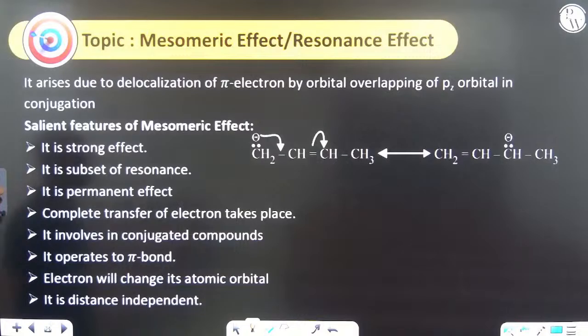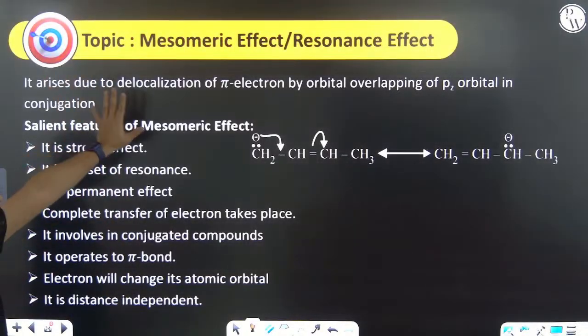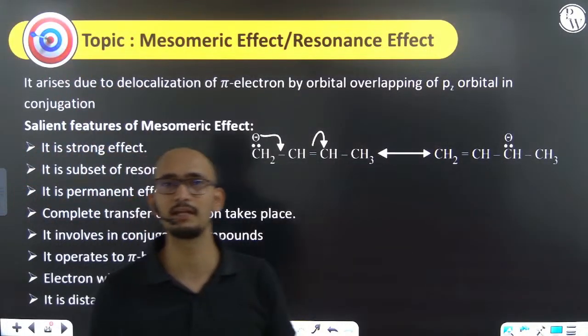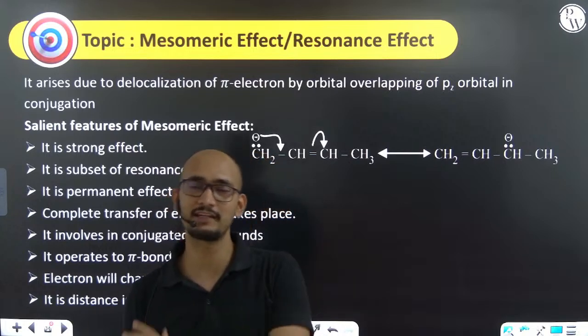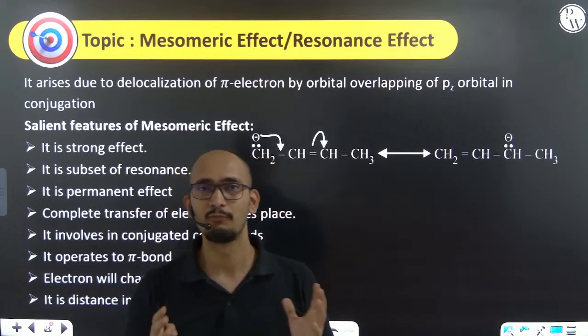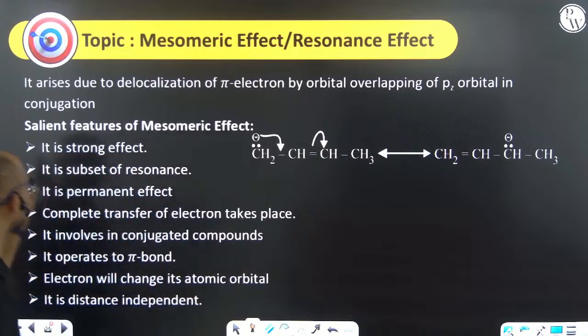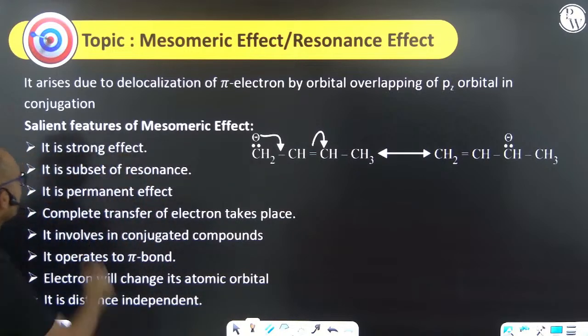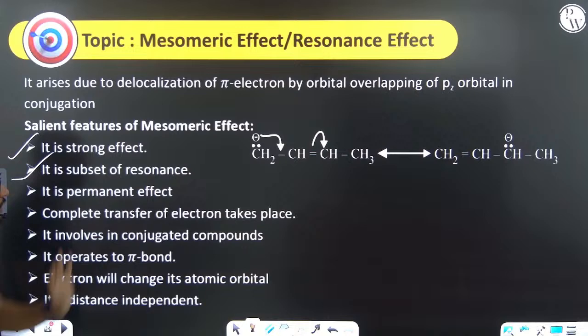Next, for resonance, there is a lot of theory, so I will not go into the theories directly. I will come to the question. Due to the resonance phenomenon, the effect is called resonance effect or mesomeric effect. What is the mesomeric effect? Here we can see that it is a strong effect, a subset of resonance. It is a permanent effect, not a big deal.